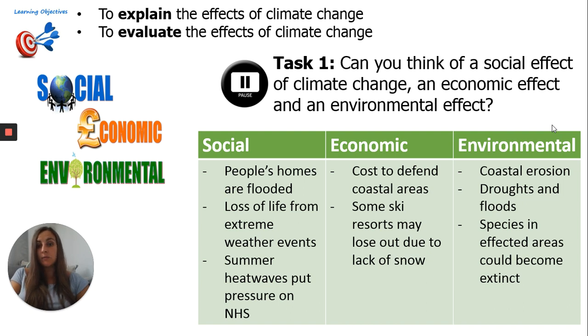An economic impact could be the cost to defend coastal areas. So if there's more erosion and sea levels are rising, we're going to have to pay to put some things in place to protect those areas. Also, things like ski resorts that really rely on the snow for people to come and visit and ski may be affected because there might be a lack of snow in that region at particular times. And then an environmental effect could be coastal erosion, droughts, floods, and some species in these affected areas could become extinct.